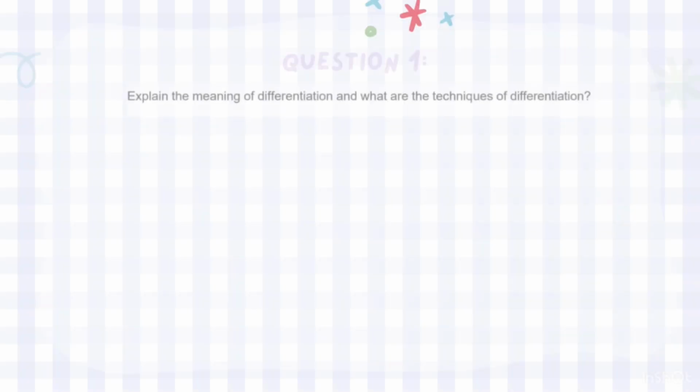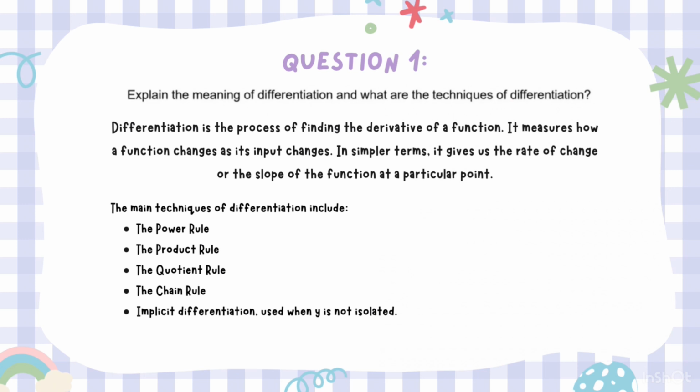Without wasting more time, let's begin with question 1, which asks us to explain the meaning of differentiation and the techniques used. Differentiation is a process of finding the derivative of a function. It measures how a function changes as its input changes. In simpler terms, it gives us the rate of change or the slope of a function at a particular point.